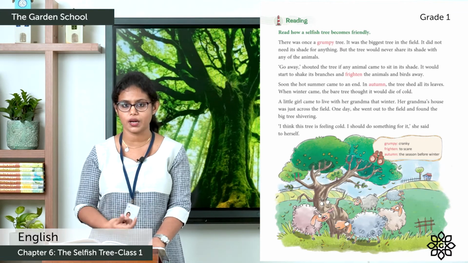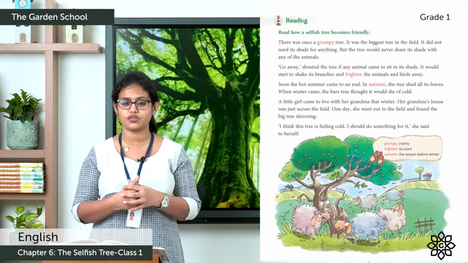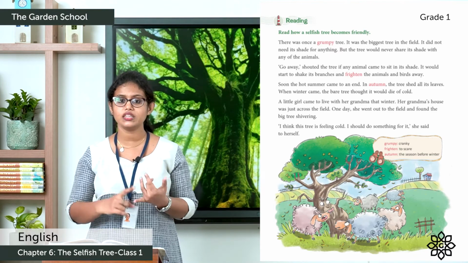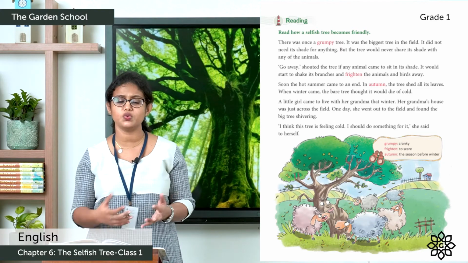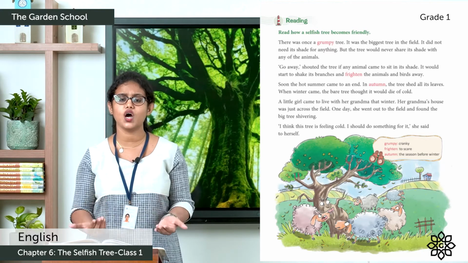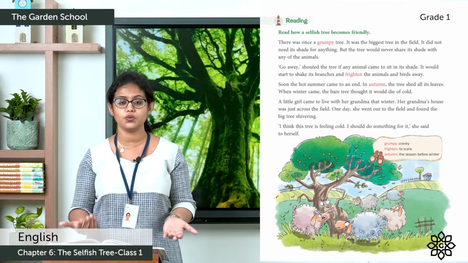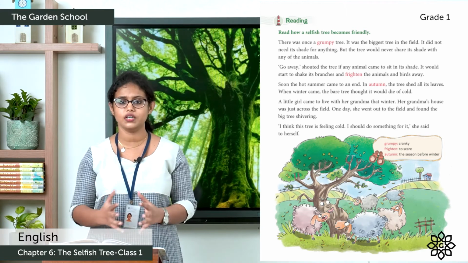So what is the meaning of grumpy? Grumpy means angry or cranky. And this tree was the biggest tree in the field. And this tree was very selfish, it did not share its shade with anyone, with animals or birds.